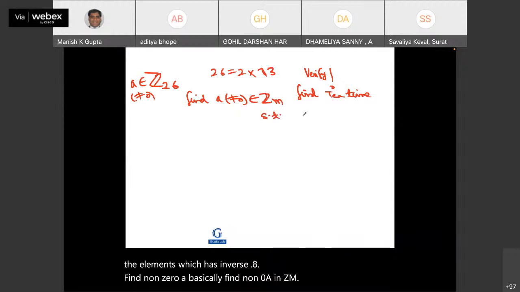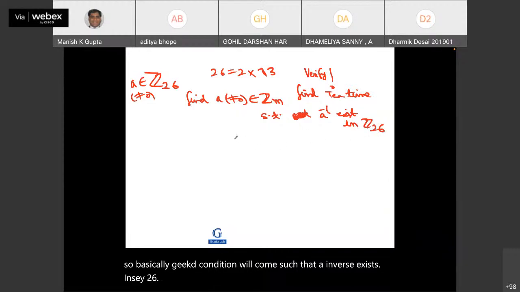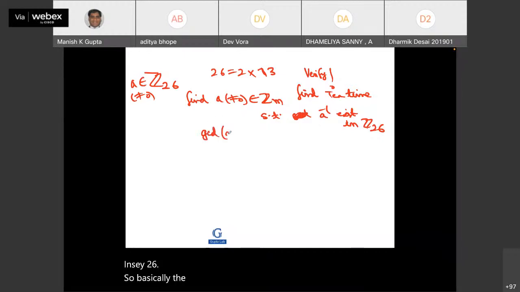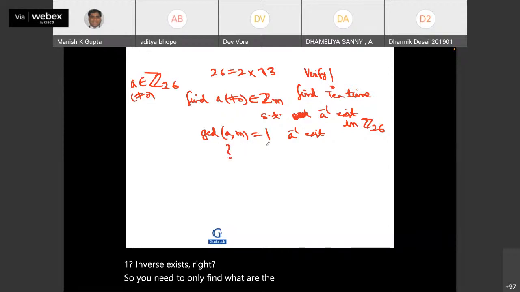such that the GCD condition will come, such that A inverse exists. So maybe every even number would not have an inverse in Z26. So the condition will be: if GCD of A and N is 1, the inverse exists, right? So you need to only find what are the A's for which this GCD is 1, from M equal to 26, right?